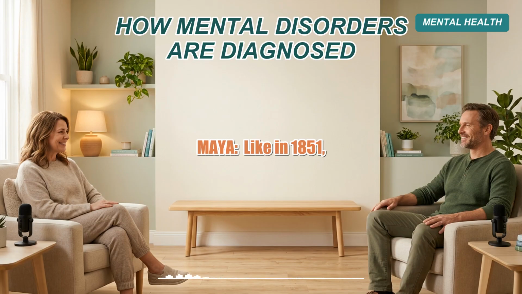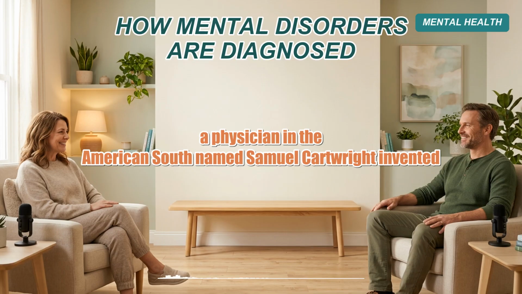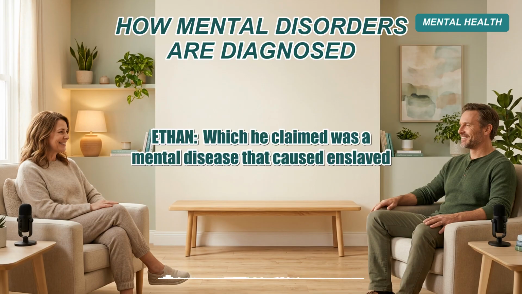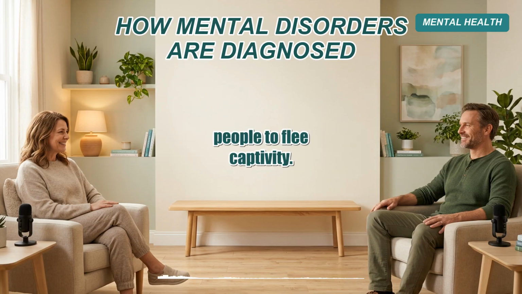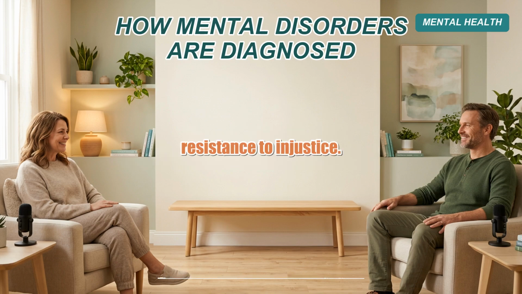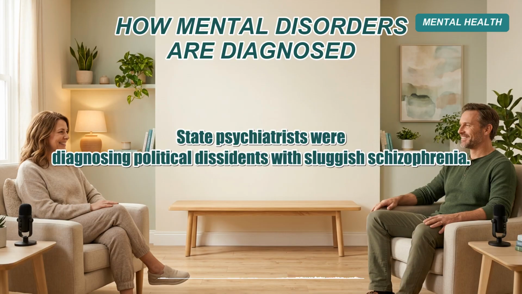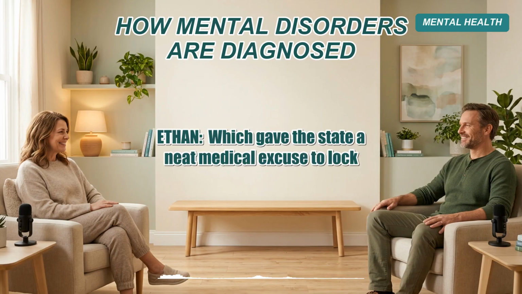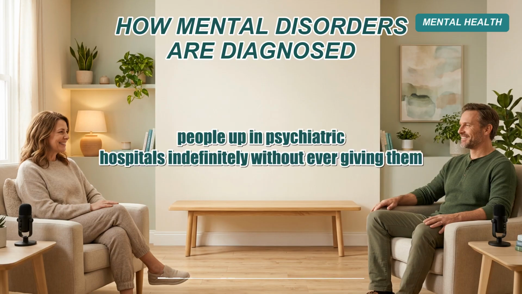Like in 1851, a physician in the American South named Samuel Cartwright invented a diagnosis called drapetomania, which he claimed was a mental disease that caused enslaved people to flee captivity. Pure pseudoscience. It was an invention to pathologize the entirely rational human resistance to injustice. And we see it again in the Soviet Union, from the 60s through the 80s. State psychiatrists were diagnosing political dissidents with sluggish schizophrenia, the supposed symptom being holding anti-Soviet beliefs, which gave the state a neat medical excuse to lock people up in psychiatric hospitals indefinitely without ever giving them a trial.